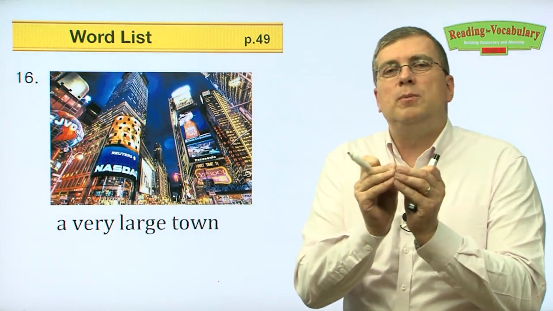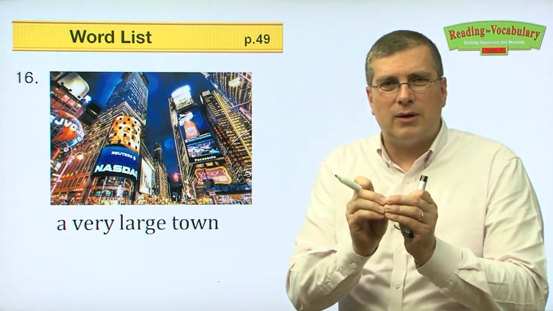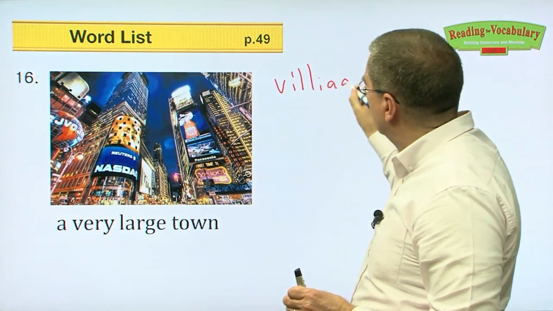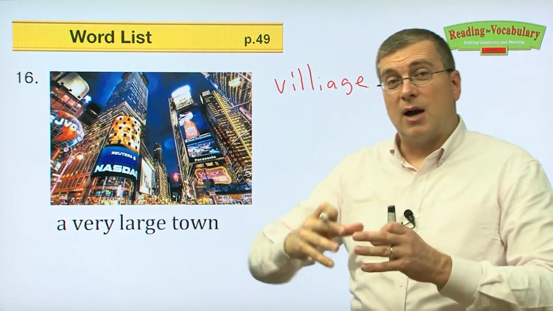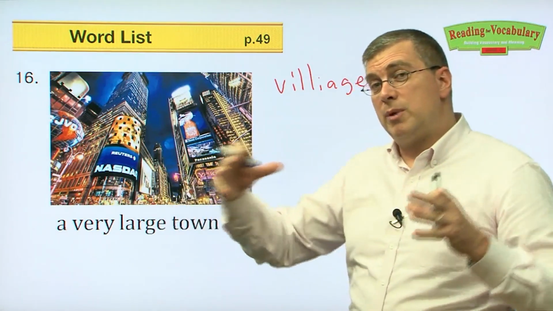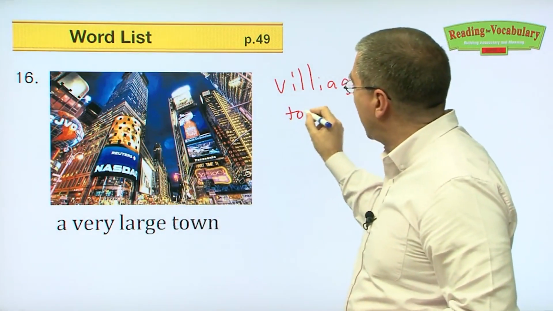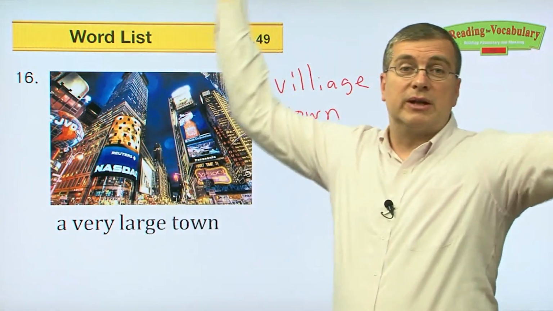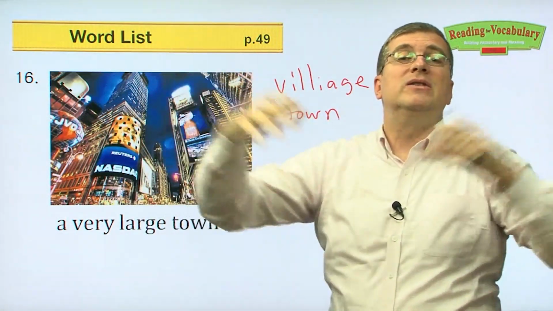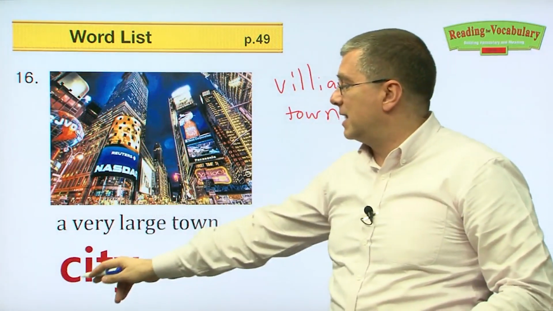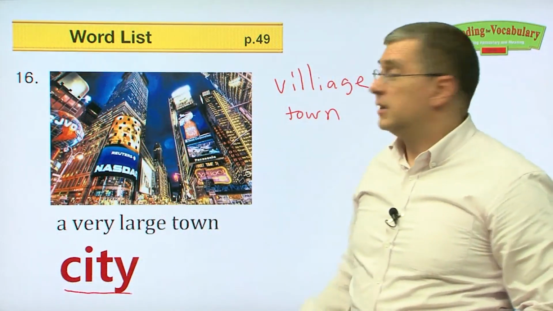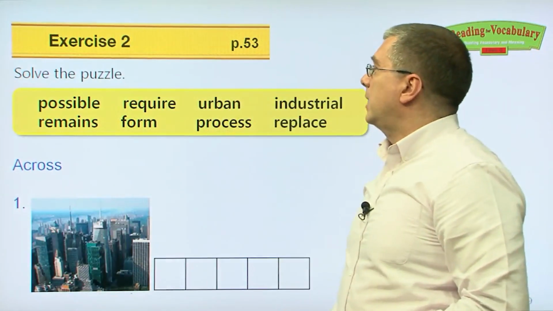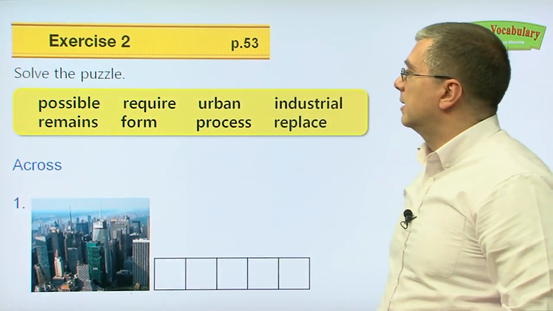If there's just a few people living together, just a few houses, we say that's a village. Okay, it's a village. If a few more houses, a few more buildings, we can say it's a town. But more and more like this, huge buildings, very tall buildings, millions of people living together, we say that is a city. So village, town, city. Okay? Okay, let's go over the vocabulary.